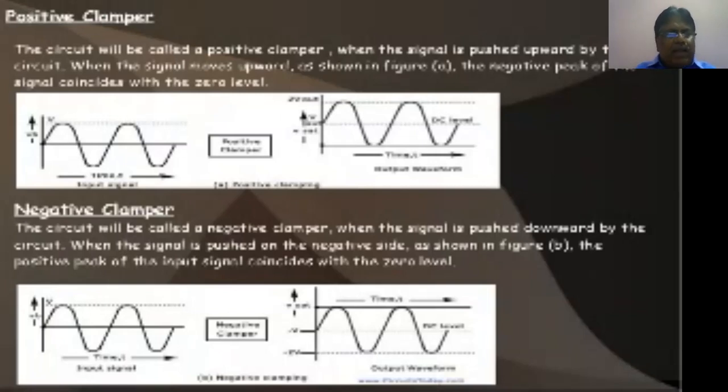Next one, negative clamper. The circuit will be called a negative clamper when the signal is pushed downward by the circuit. When the signal is pushed on the negative side, as shown in figure B, the positive peak of the input signal coincides with the zero level.